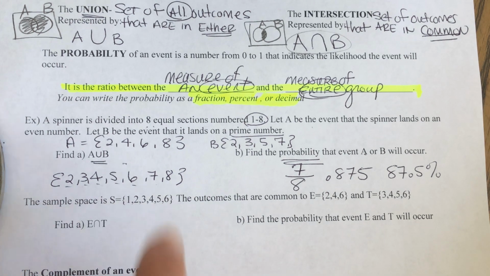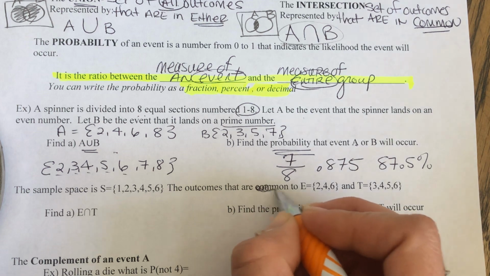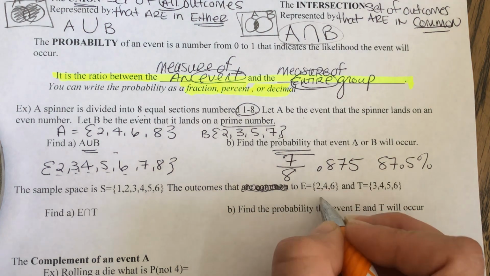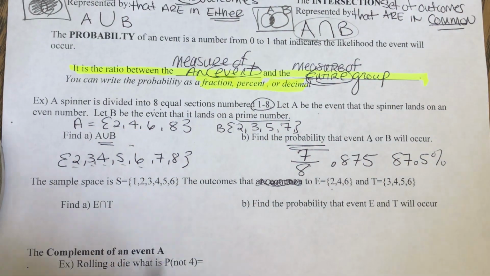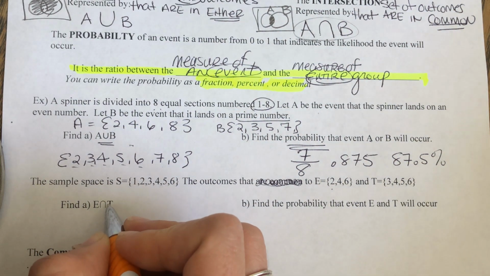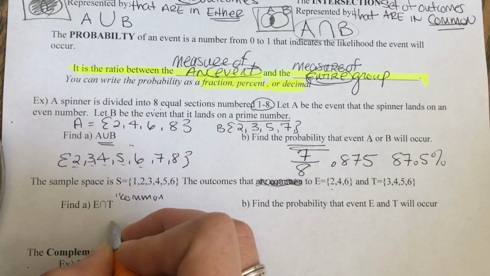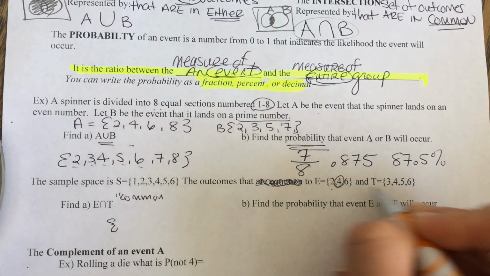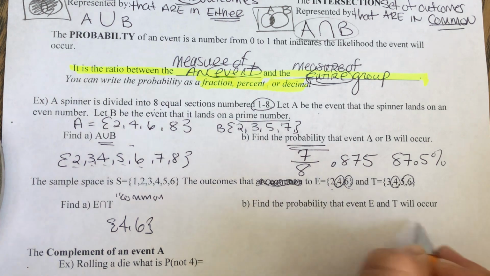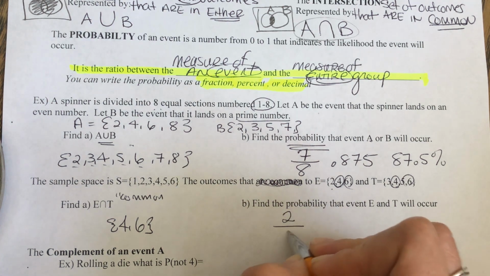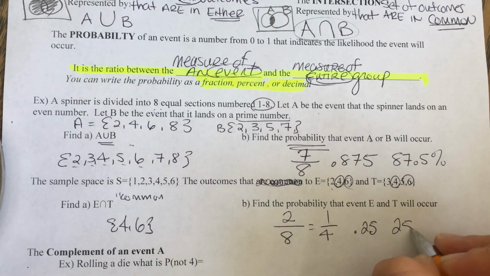I listed you guys a sample space, and the outcomes of E are 2, 4, 6, and the outcomes of T are 3, 4, 5, 6. This means the intersection, so remember it's what they have in common. So what do they have in common? A 4 and a 6. There you go. And what's the probability? 2 out of 8. So 1/4, 0.25, or 25%.